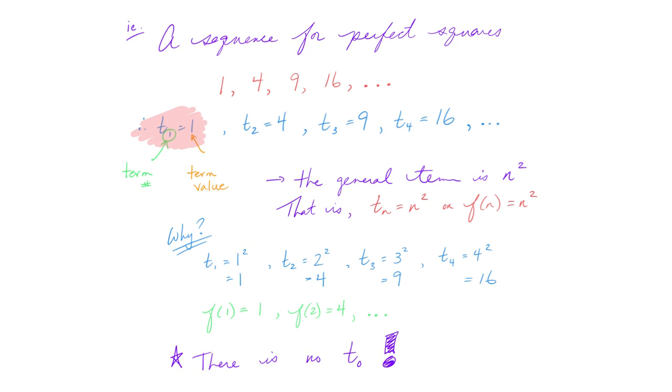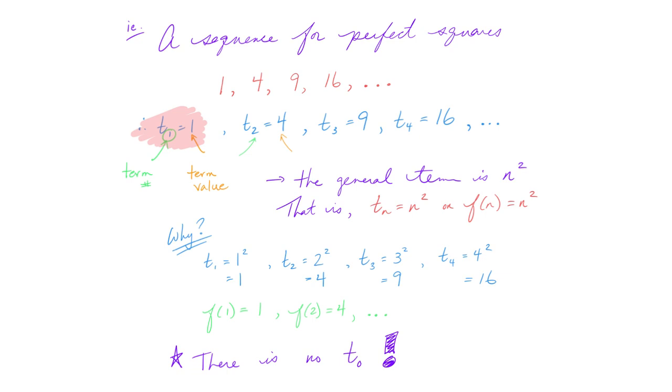So the term number is 2, but my term number is 2, so the second term, and I would say the second term in the sequence is 4. That's the value. So we're going to be responsible for being able to tell the difference between a term number and the value, the actual number in the sequence.